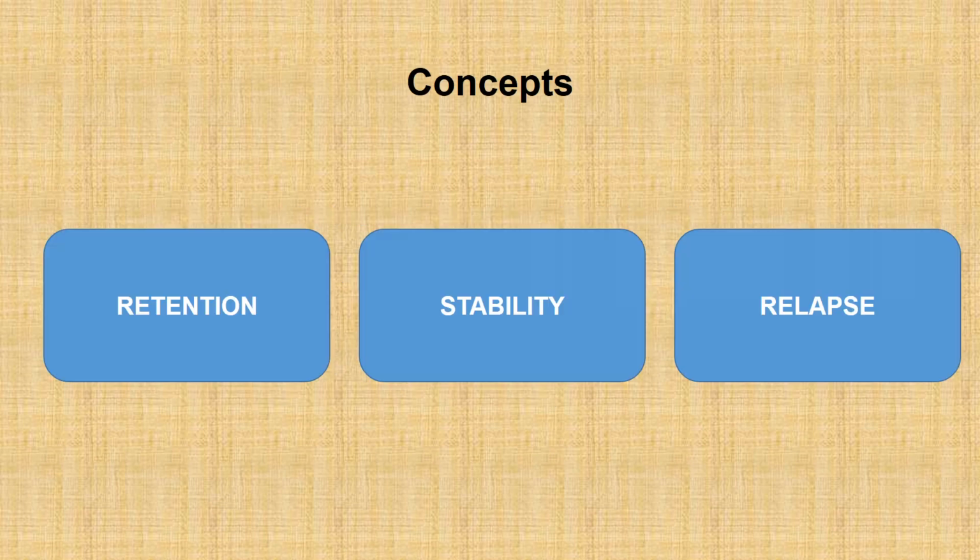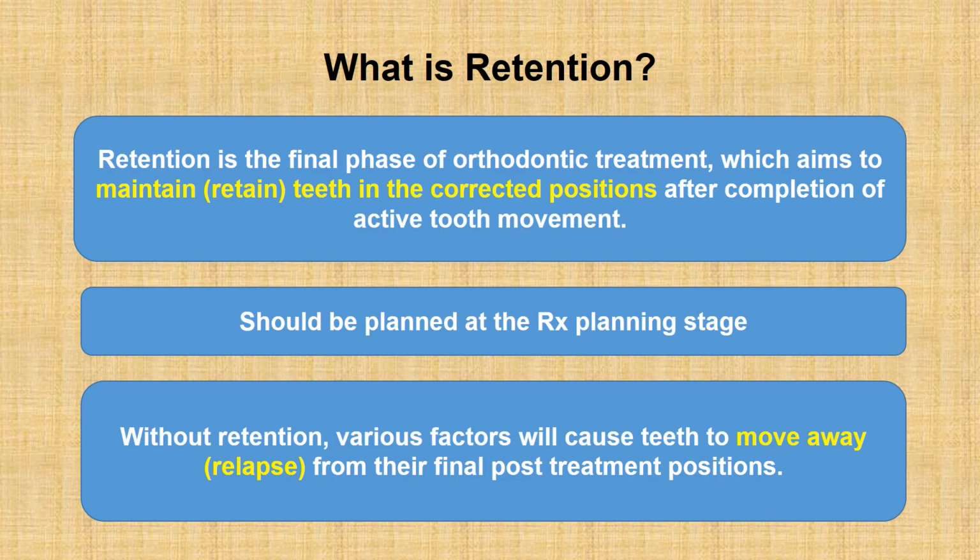Now, there are three concepts that we will look at. One is retention, two is stability, and three is relapse. So, what is retention? Retention is the final phase of orthodontic treatment, which aims to maintain or retain the teeth in the corrected positions after completion of active tooth movement. Although it is the final phase, the planning for retention should be done at the treatment planning stage itself and not left till the end.